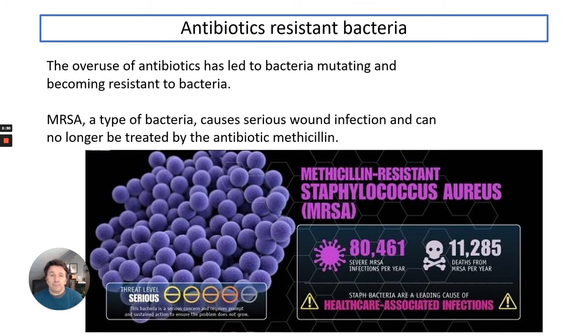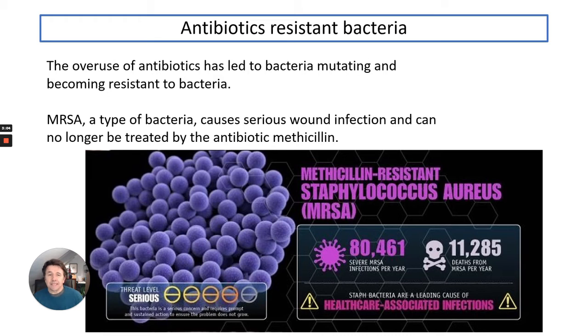Now, one key problem with antibiotics is something called antibiotic resistance. The overuse of antibiotics has led to bacteria mutating. This is a random mutation, and some bacteria become resistant. MRSA is a type of bacteria causing serious wound infections, and it can no longer be treated by the antibiotic methicillin. There are other resistant bacteria, but this is the main one that you might see in an exam question.